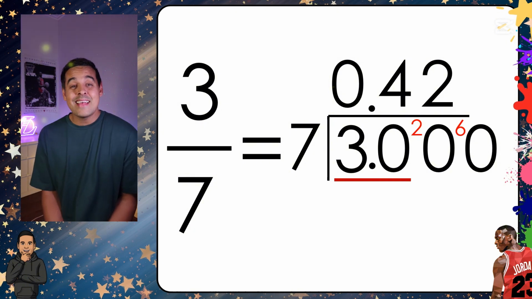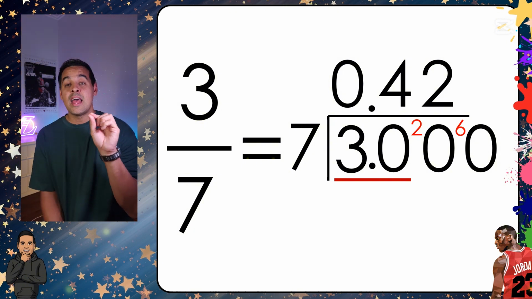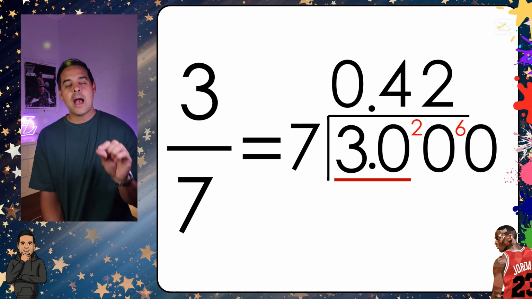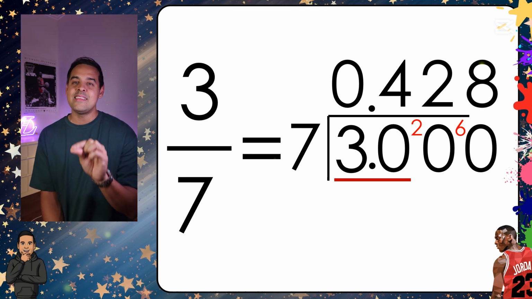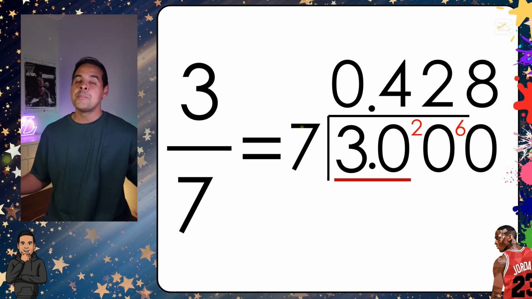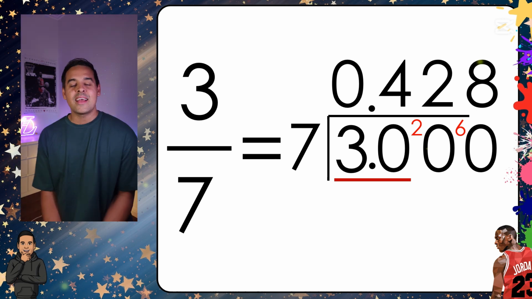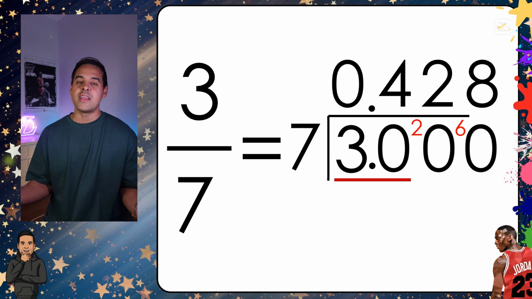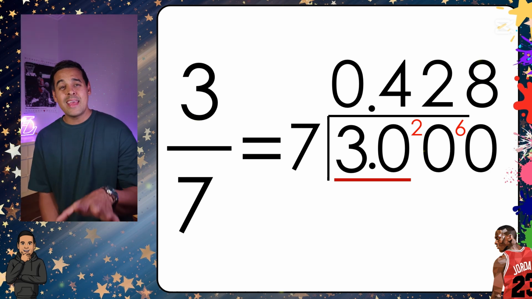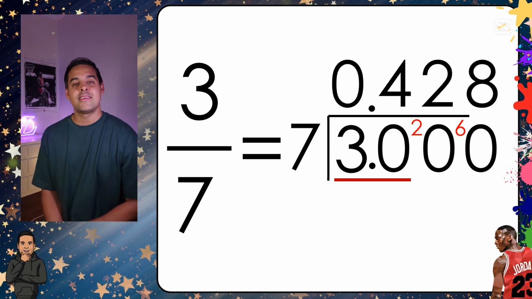Now, follow exactly the same process. 6 and the 0 creates 60. How many 7s can fit evenly into 60? That answer is going to be 8. Now, don't worry about the remainders here. Like I said, 3 decimal points is more than enough to get this answer correct, okay?